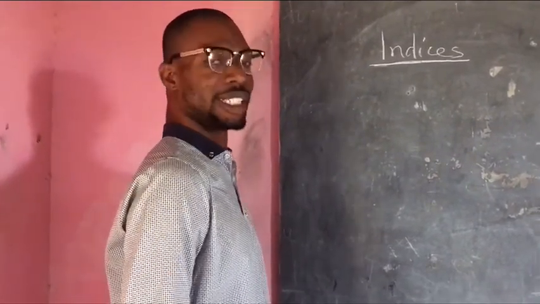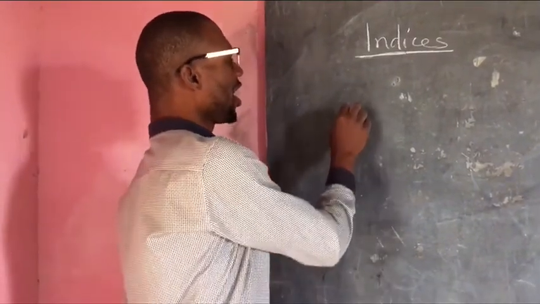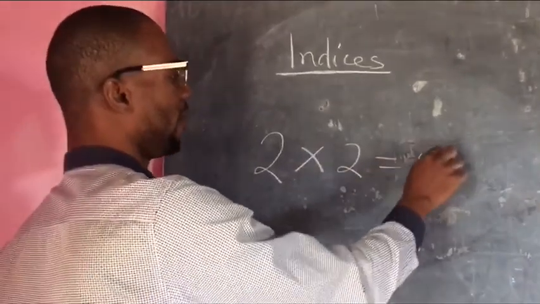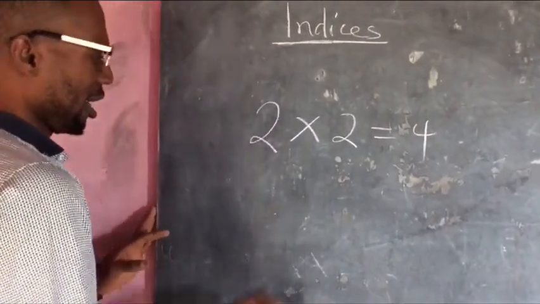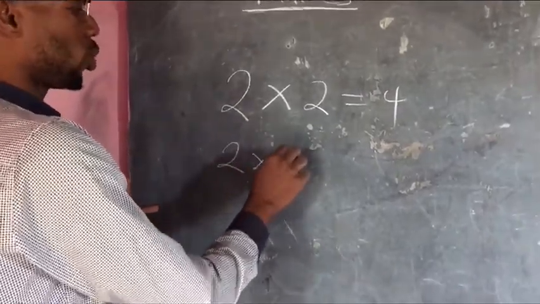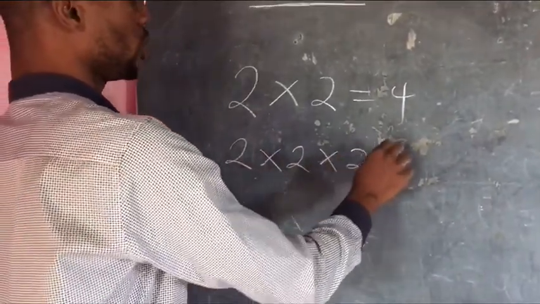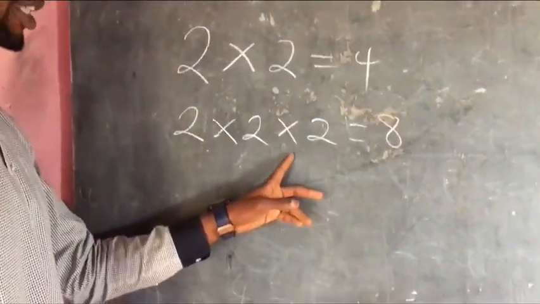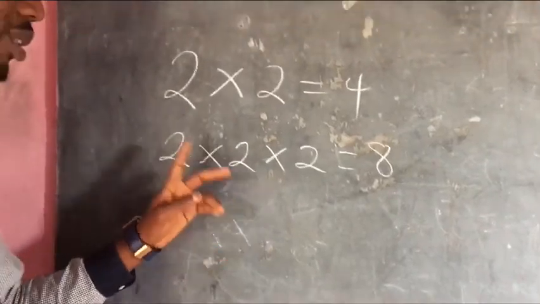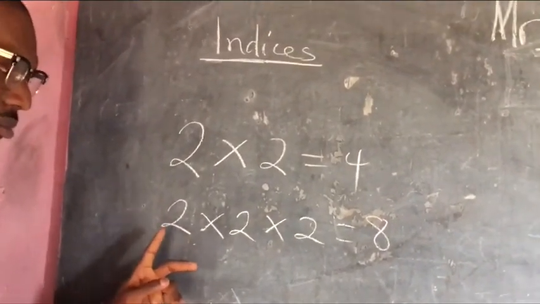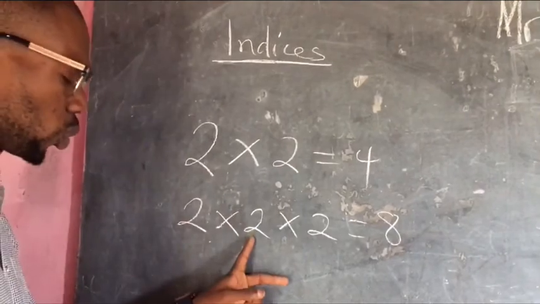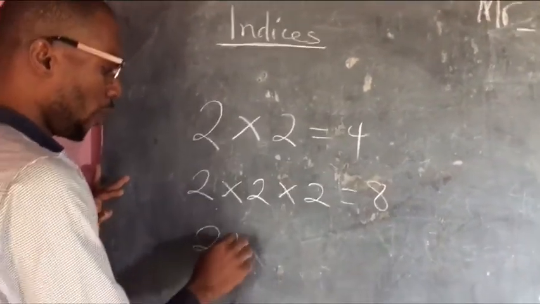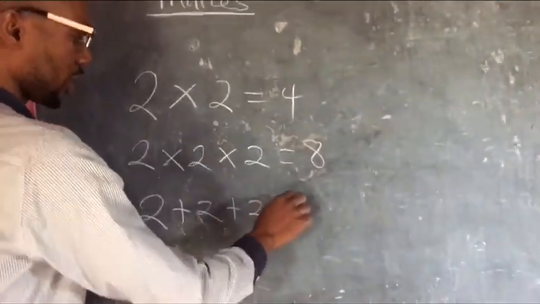Alright, indices. Now, if I take 2, multiply it by 2 like this, I'll get 4. Abi? And then if I take 2, multiply by 2, multiply by 2, I will get 8. Abi? Not 6, somebody said 6. No, it's not 6. This one is 8. This one is 2 times 2 times 2. The one where you get 6 is 2 plus 2 plus 2. That one is 6.